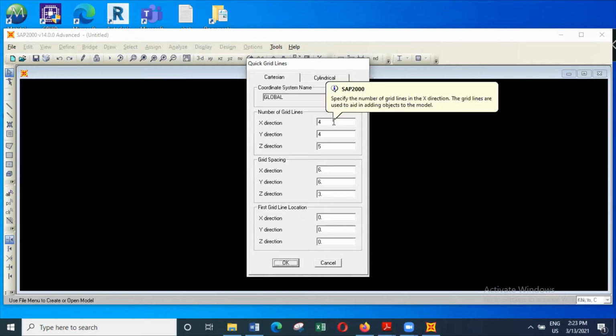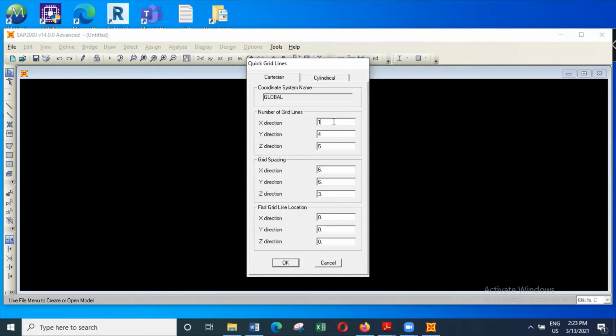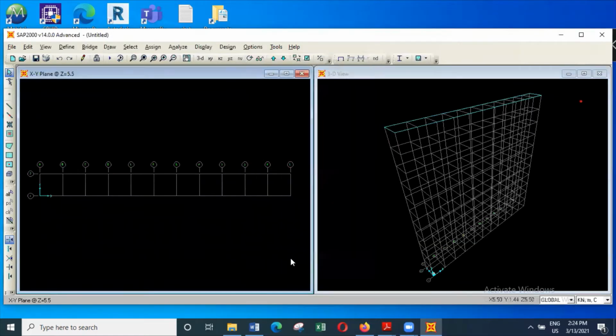I will go for 12 grid lines in X direction, Y direction 2, and this direction also 12 grid lines. And I'll say the grid line spacing is 0.5 meters. And I can create the grid lines like that.